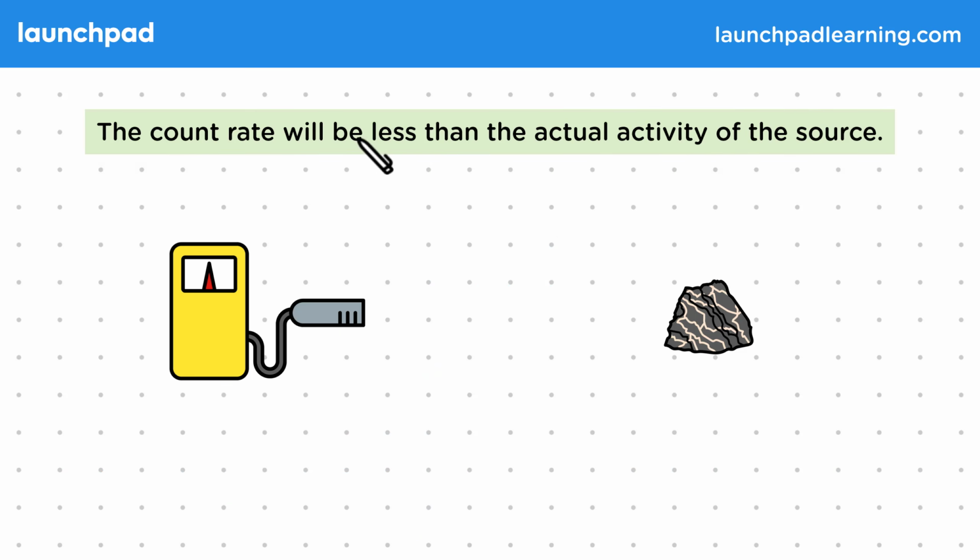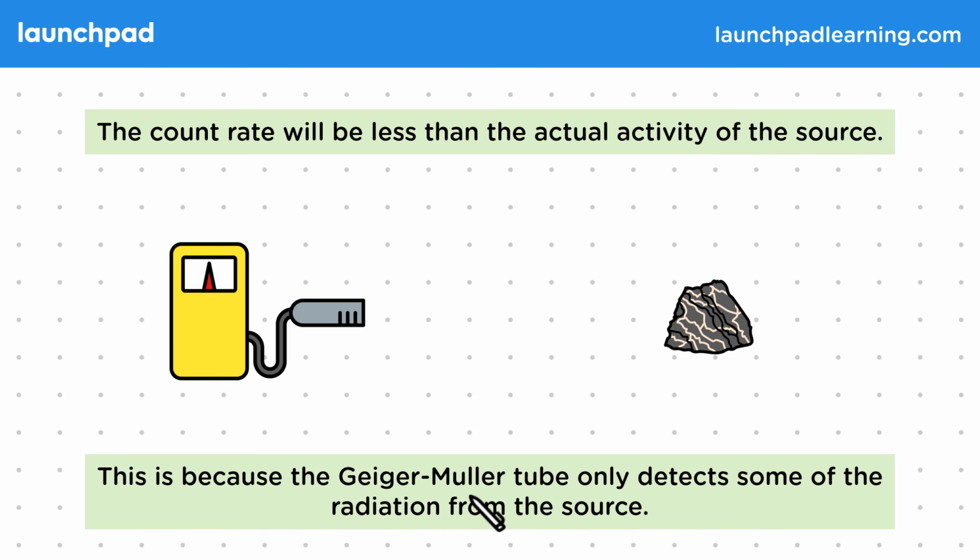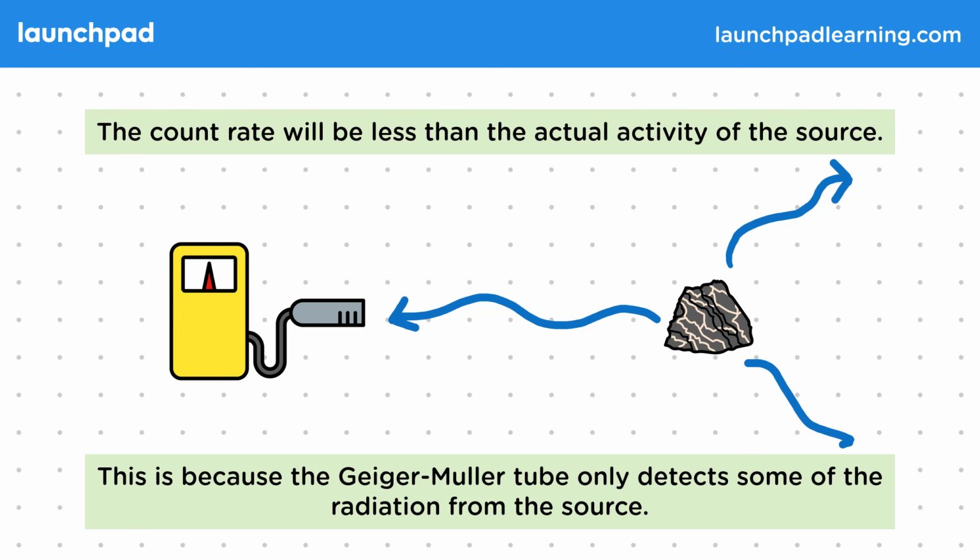Well, the count rate will be less than the actual activity of the source. And this is because the Geiger Müller tube only detects some of the radiation from the source. So the radioactive source emits radiation in every direction, but we're only measuring a small amount of the radiation emitted in one direction. So the count rate is less than the activity. You should know that count rate helps us calculate the activity, but you don't need to know exactly how for your exams. Something else to consider is that some counts could come from background radiation, so this is something to check.